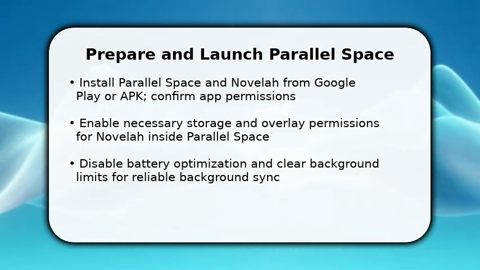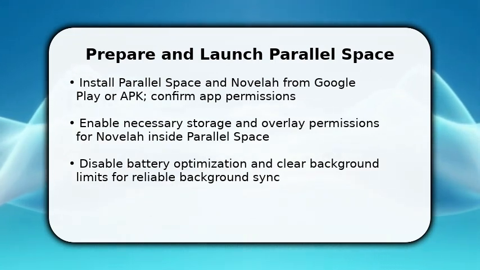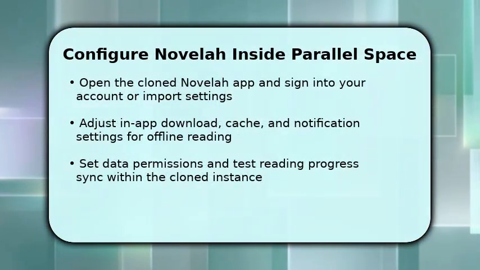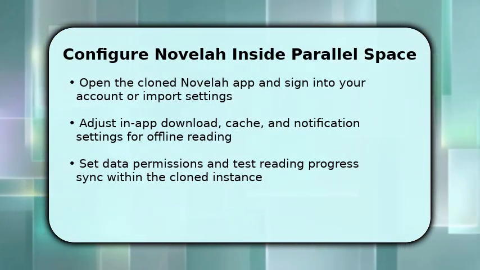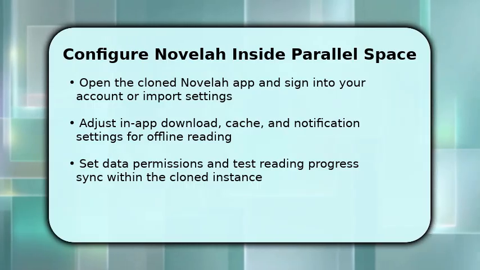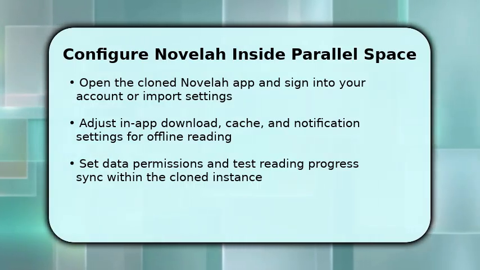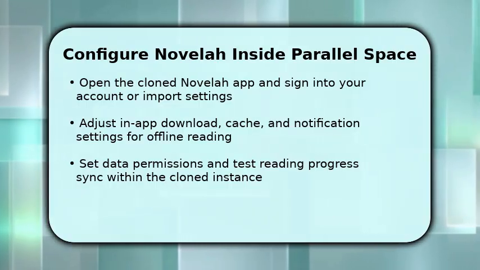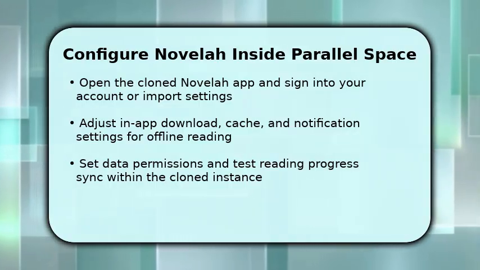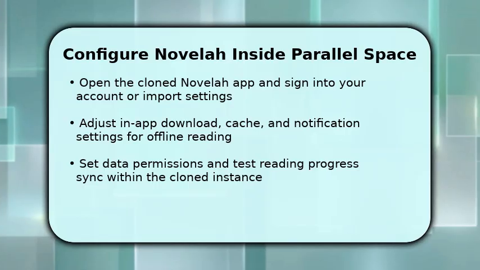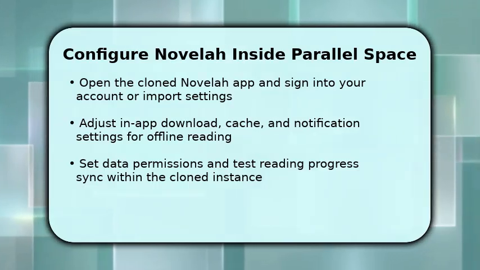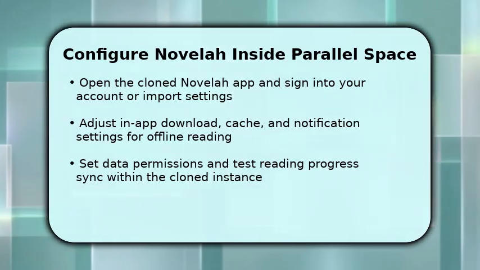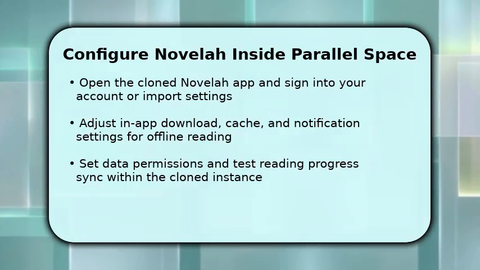Now you configure Novelah inside the cloned space. Sign in or import your preferences to preserve bookmarks and history. Once signed in, go to Novelah settings and set download path, cache limits, and notification behavior so offline chapters save properly. Make sure Novelah has storage and network access while running in Parallel Space. Otherwise, downloads fail. Test by downloading a short chapter and navigating back and forth.